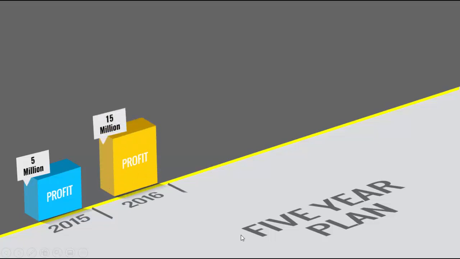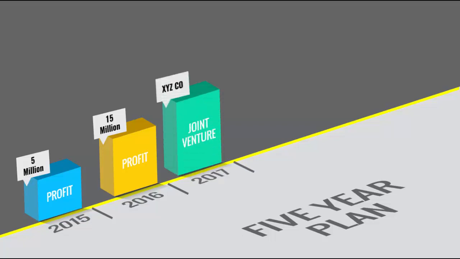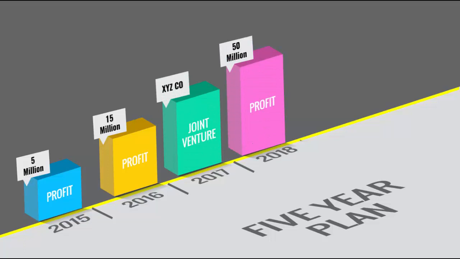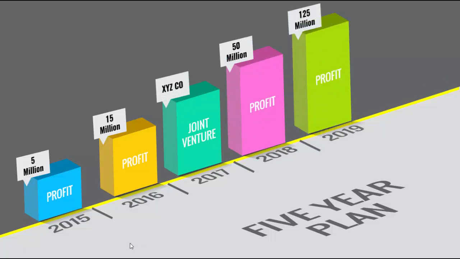When I click, it will show you 2015, the profit of 5 million, and then it will show you 2016. So I have created this in a 3D format, 3D isometric format. Then 2017, 2018, and the last is 2019. So this slide will tell you from 2015 to 2019 what the company progress was and what joint venture we did. So let's start how to create this slide in PowerPoint.